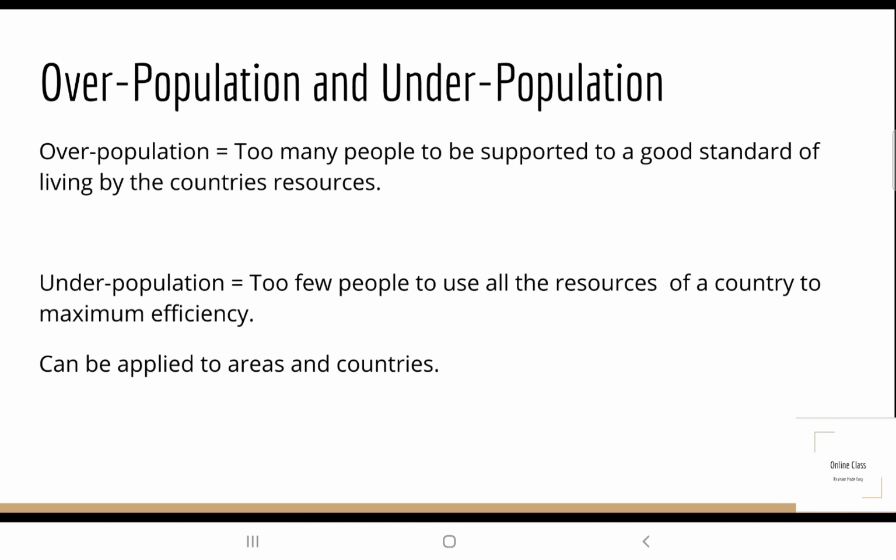So you can apply overpopulation and underpopulation to areas and to countries. So you could have a country that has large areas that are underpopulated and also has areas that are overpopulated within the same country. So you can apply it to areas within countries or to countries on their own.